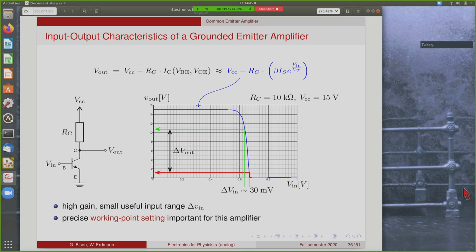Welcome back. We continue with the grounded emitter amplifier. The overall input-output characteristics of this amplifier is shown here again. For this input voltage here between 0 and 1 volt, this is the output voltage, which is, of course, at the supply voltage, 15 volts in this case, as long as the transistor is in off region. Then we have a relatively small region where it drops quickly from 15 volts down to 0.